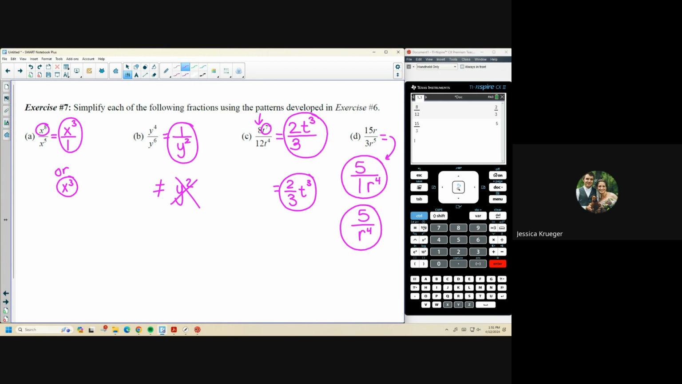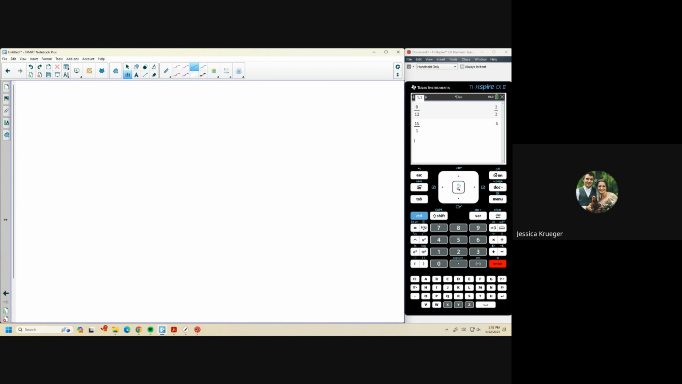Again, if you get stuck, go back to the idea. Your GCF in D is going to be 3r. So I can rewrite my numerator as 3r times 5, and my denominator is 3r times r to the 4th. Those cancel, and there's your answer. So if you're stuck and you don't want to use the shortcut, you can always go back to writing the fraction as a product. Okay, that's the end of this video. You can go on and do the practice.